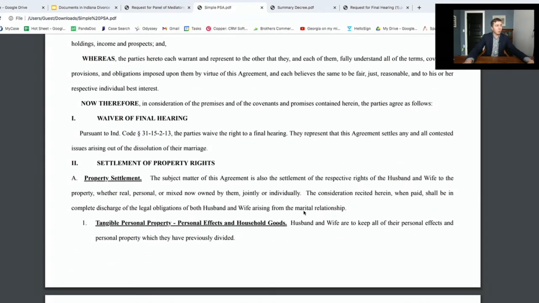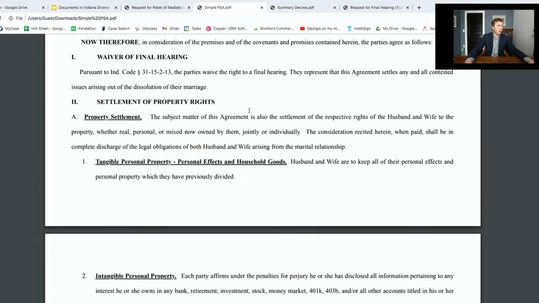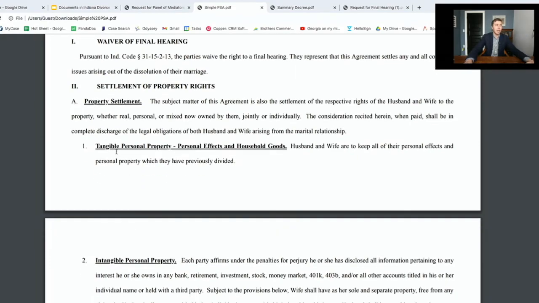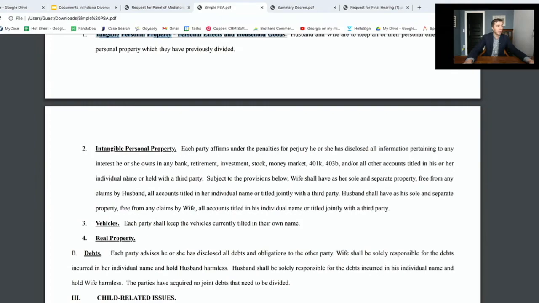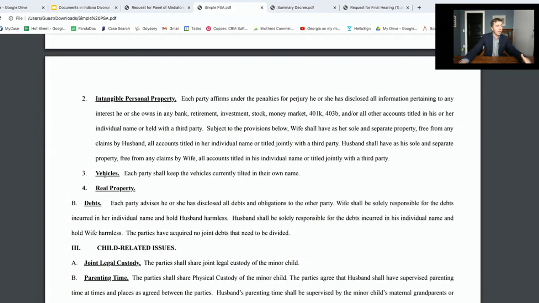It first sets out property settlement rights here. It can take care of things like how you want to split up personal property and household goods. It can take care of intangible property like bank accounts, investment accounts, retirement accounts. It can account for distribution of your vehicles, and even real property. It can talk about who gets what property. It can talk about will one party get it or the other, and if one party keeps the property, do they need to refinance it or do anything to take the other person off the loan or the debt or even the title. It also covers debts, and then child-related issues.